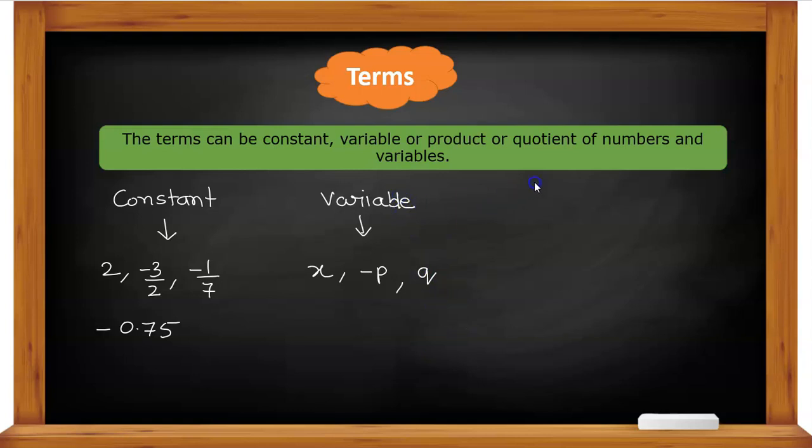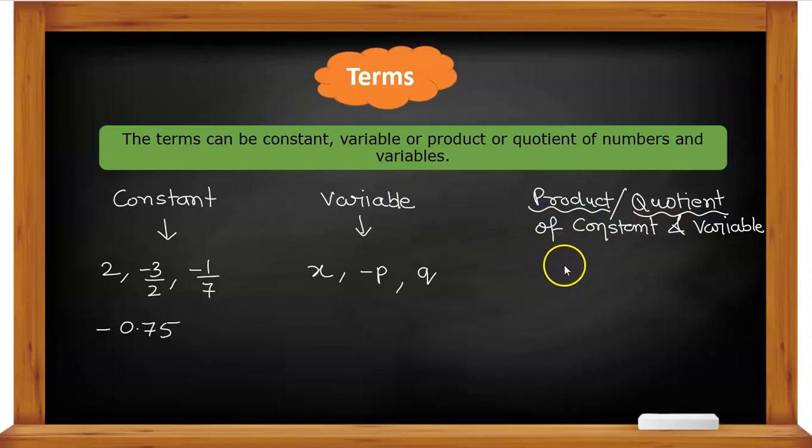Now, if I talk about product or quotient of constant and variable. Now, let me make you clear over here. Here, only product and quotient we can take, right? So, suppose if I take the product of 2 and x, so the term will become 2x. If I take the product of -3 and y, so it is -3y, so that is a term. Now quotient. Suppose if I take the quotient of, say, p over 3, this is also a term. Suppose if I write -5 over 6 q, this is also a term.